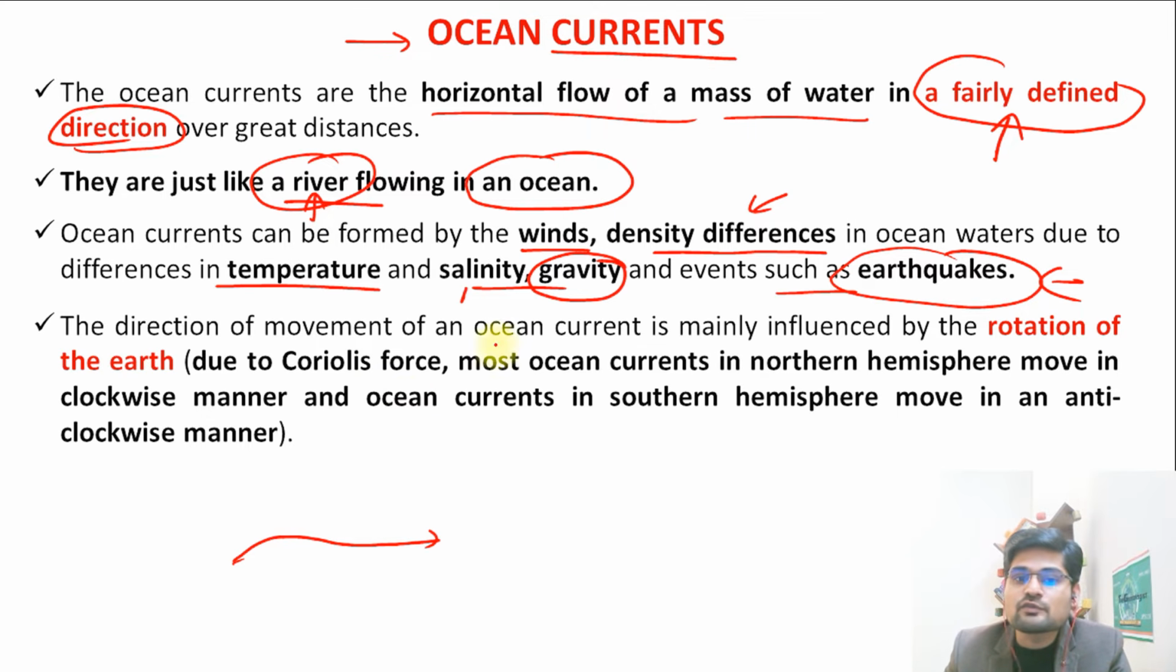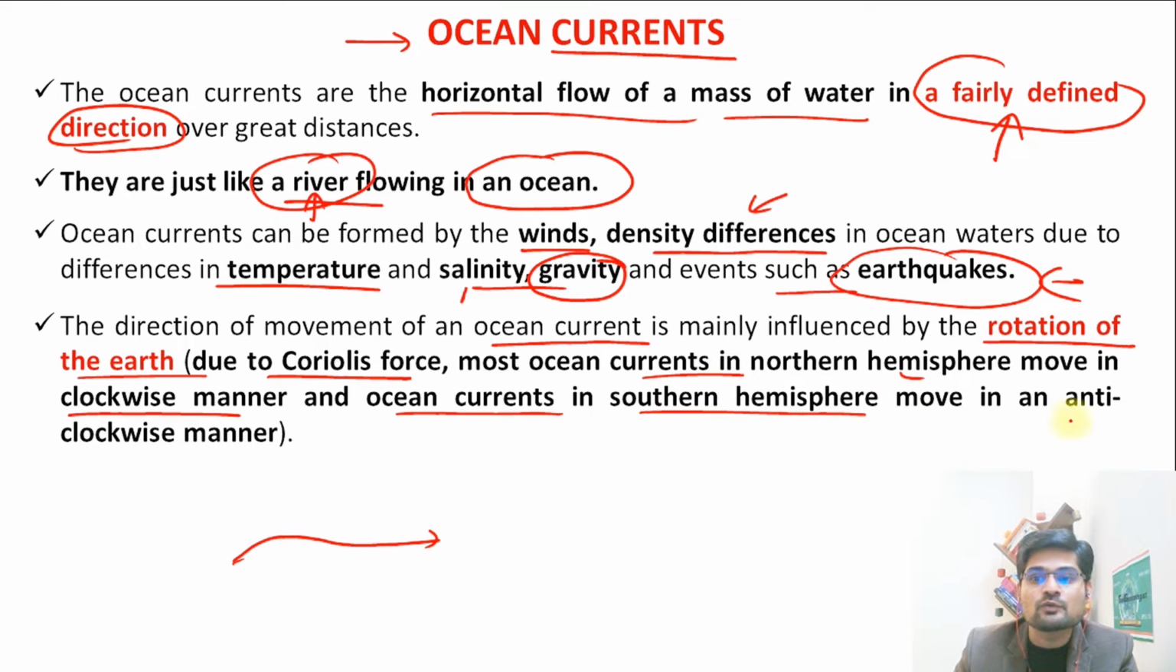So the direction of the movement of ocean current is mainly influenced by the rotation of the earth, that is due to Coriolis force, and most ocean currents in the northern hemisphere move in a clockwise manner, and remember, ocean currents in the southern hemisphere move in an anti-clockwise manner, and that is an important point to remember.